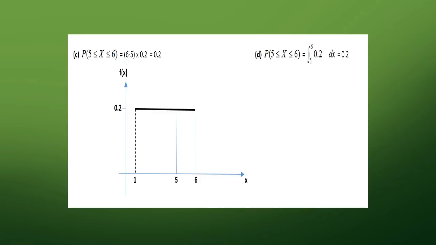Let's continue the same question. Now we are looking for the probability of x between 5 to 6. If we want to use the area, then this is the area we are looking for. So the width will be 1 and the height will be 0.2. Width times the height, 1 times 0.2, you will get 0.2 as the probability. And if you don't want to use area, then you can just use integration. That means you integrate 0.2 from 5 to 6, and you should be able to get the same answer.